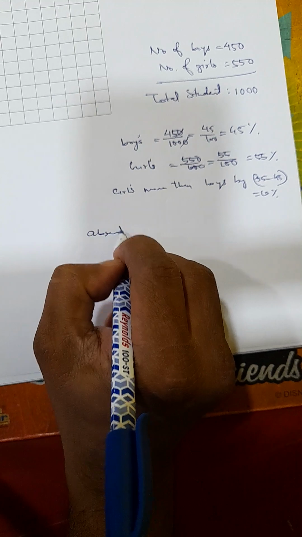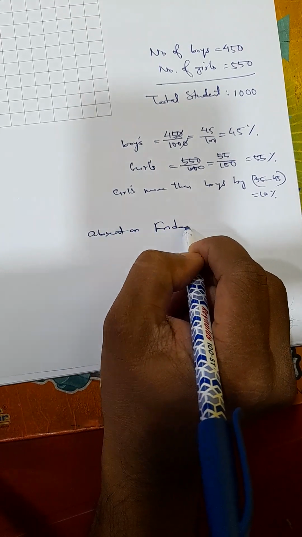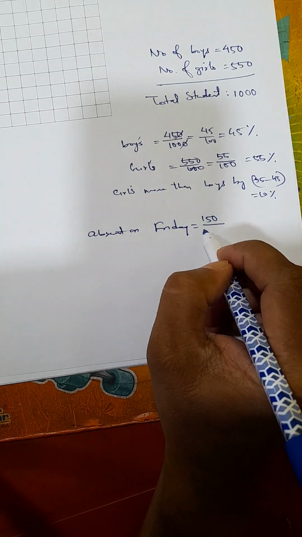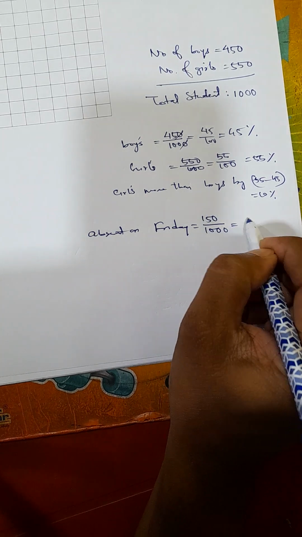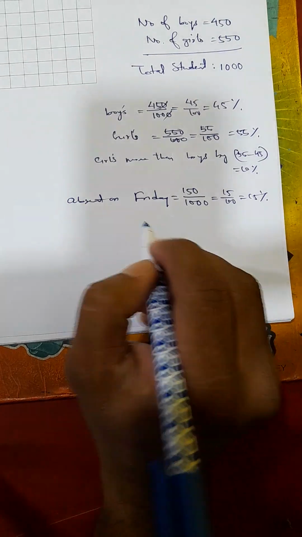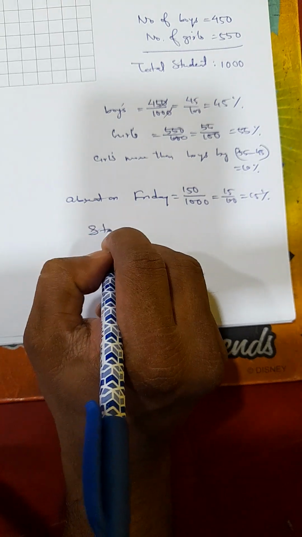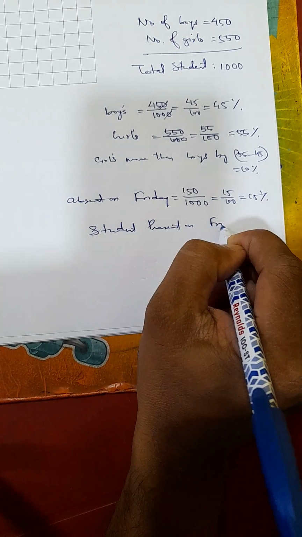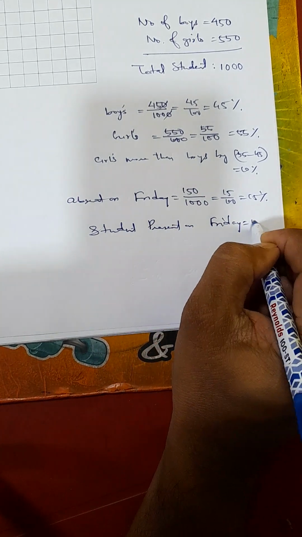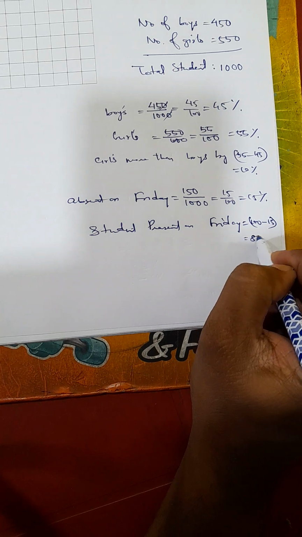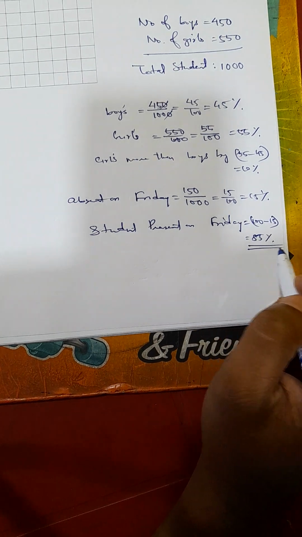What percent of the students were absent on Friday? On Friday, 150 students were absent. 150 out of 1000 means 15 by 100, equal to 15%. 15% students were absent. So, students present on Friday: 100 minus 15. Total students we call 100%. So 15% students were absent, which means 85% students were present that day.